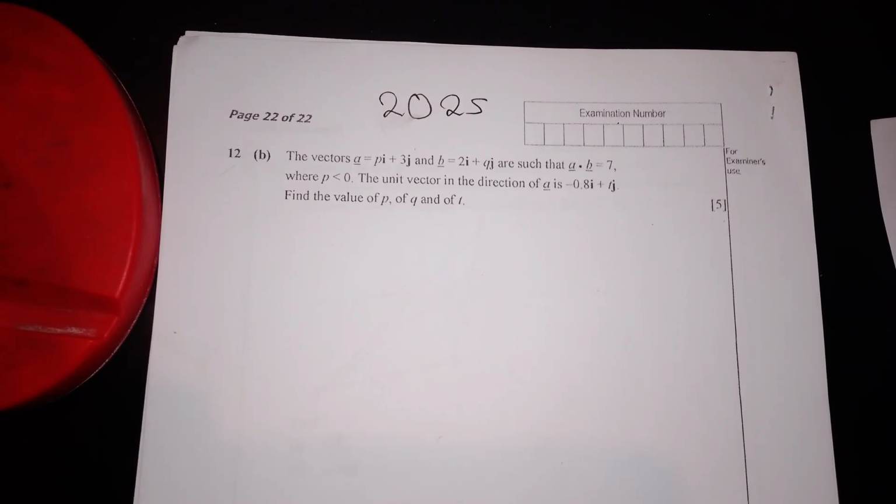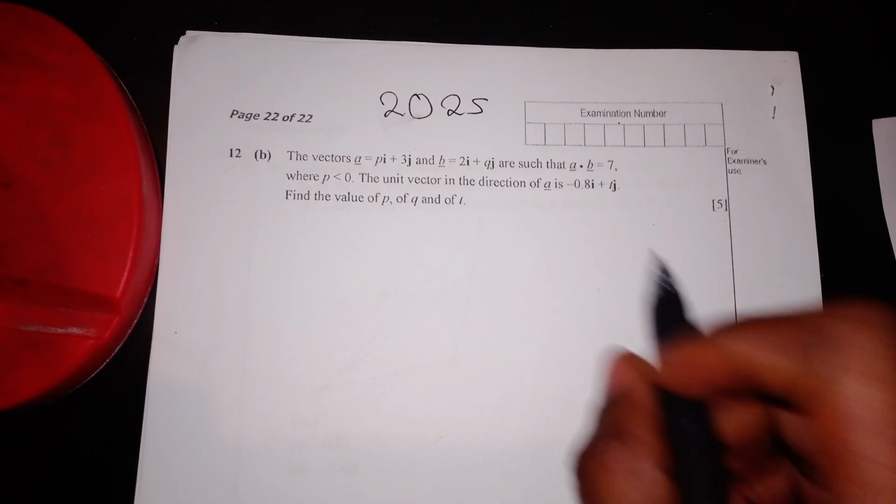The vectors a is equal to pi plus 3j and b, which is equal to 2i plus qj, are such that a dot b, or the dot product of a and b, is 7, where p is less than 0. The unit vector in the direction of a is minus 0.8i plus tj. Find the value of p, q, and t.